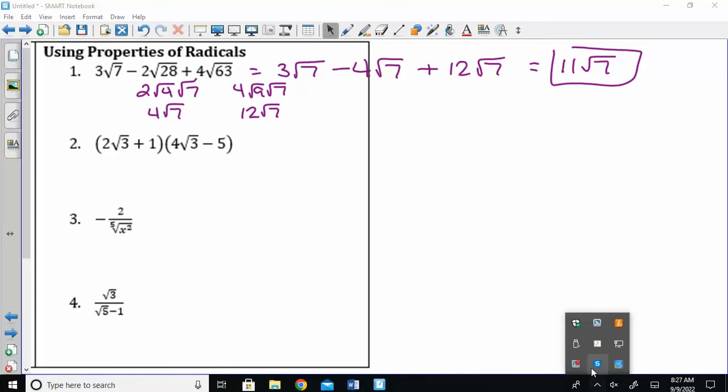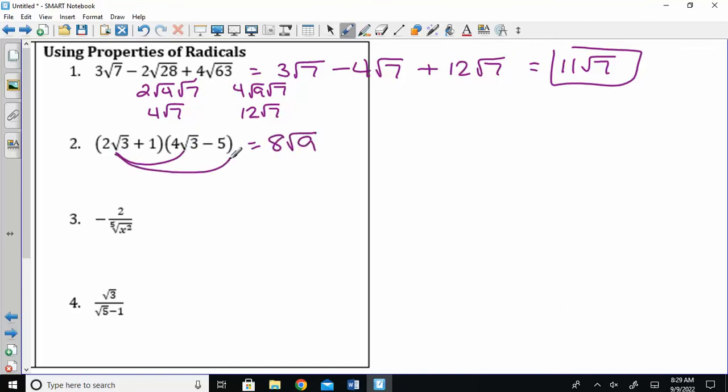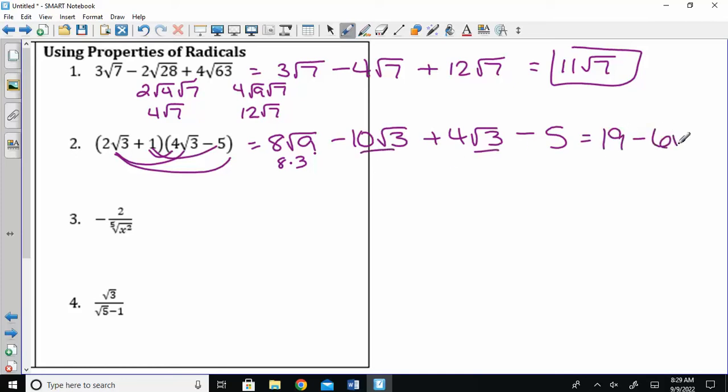You guys do the multiplication one. So you multiply the 2 and the 4, that's an 8. Radical 3 times radical 3 is radical 9. I'm showing all my work here. You may not have, that's okay. You show what you need to. Okay, so the square root of 9 is 3, so this means 8 times 3, which is 24, minus 5, is 19. Negative 10 radical 3 and positive 4 radical 3 is negative 6 radical 3. You guys get that one? Okay.